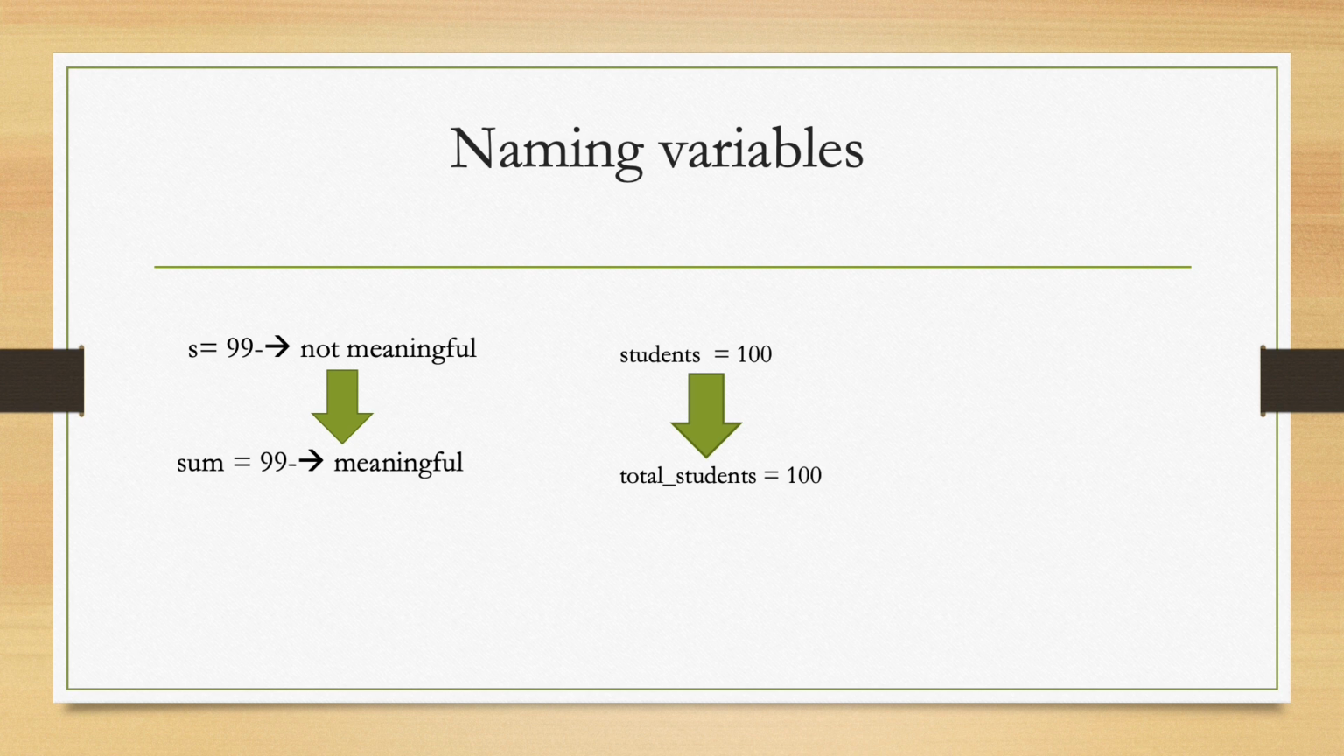Similarly, if you want to get the total number of students in a class, instead of just saying students as 100, it's a good idea to say total_students as 100. Giving an underscore in these variable names, instead of writing the words together, makes it more readable. So readability is one of the important considerations when you write programs.